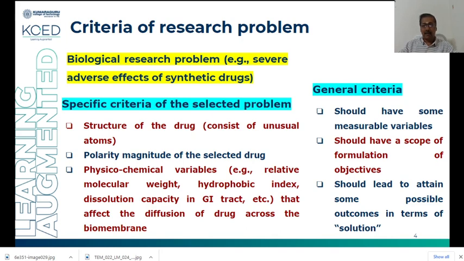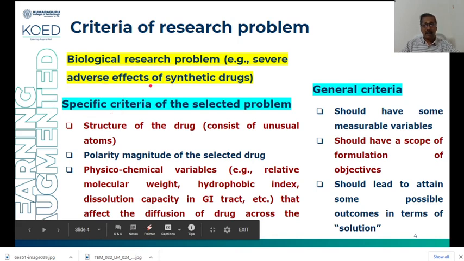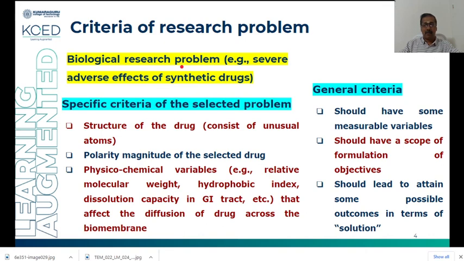Now, if we take this as a research problem, what should be the specific criteria for the selected problem? How can we frame or define them? The structure of the drug could be one criterion. We should know the structure of the drug, which possesses unusual atoms like chlorine, fluorine, etc. The nature of polarity: whether the drug is strongly polar, non-polar, or amphipathic in nature. Usually, most drugs will be non-polar in nature. So I can say a researcher should know the severity of non-polarity.